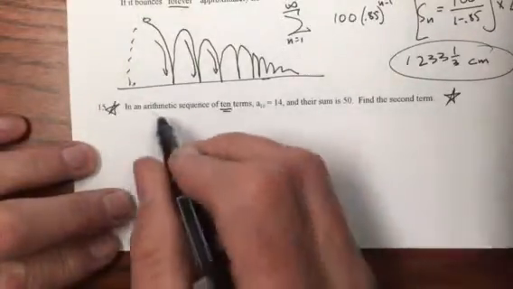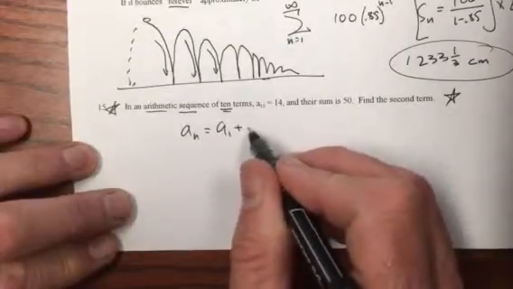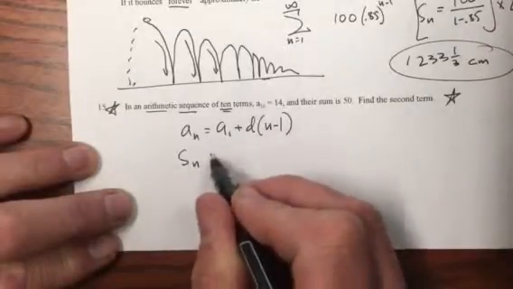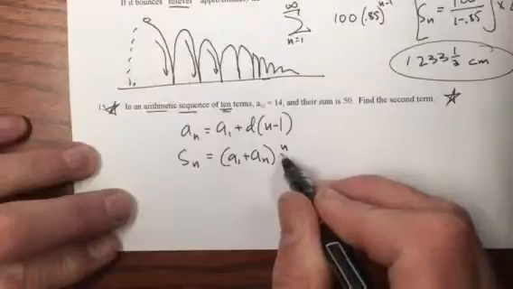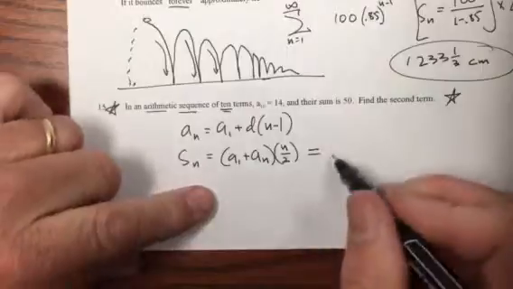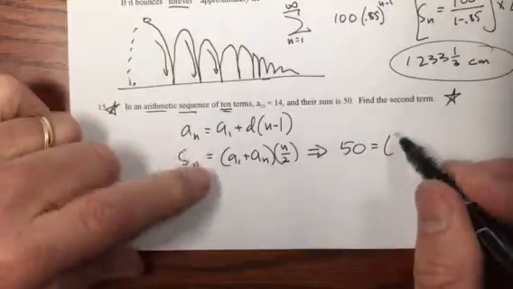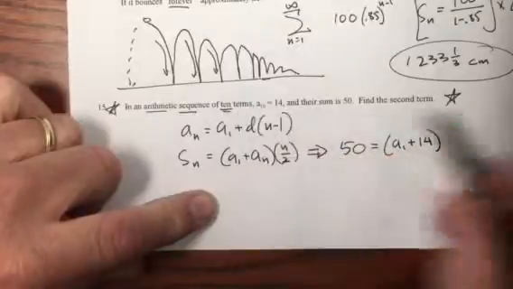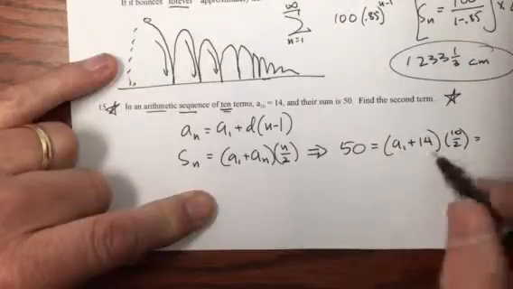Well, we have a couple of formulas for arithmetic sequences. I can find any term by taking the first term and adding to that the common difference times n minus 1. I also know I can find the sum by taking the first term and adding the last term, and then having the number of terms over 2. Well, this is the one I can fill in everything but one. I know the sum is 50. I know that that's going to be equal to the first term, which I do not know, plus the last term, 14, times 10 divided by 2. So that's going to be 5.